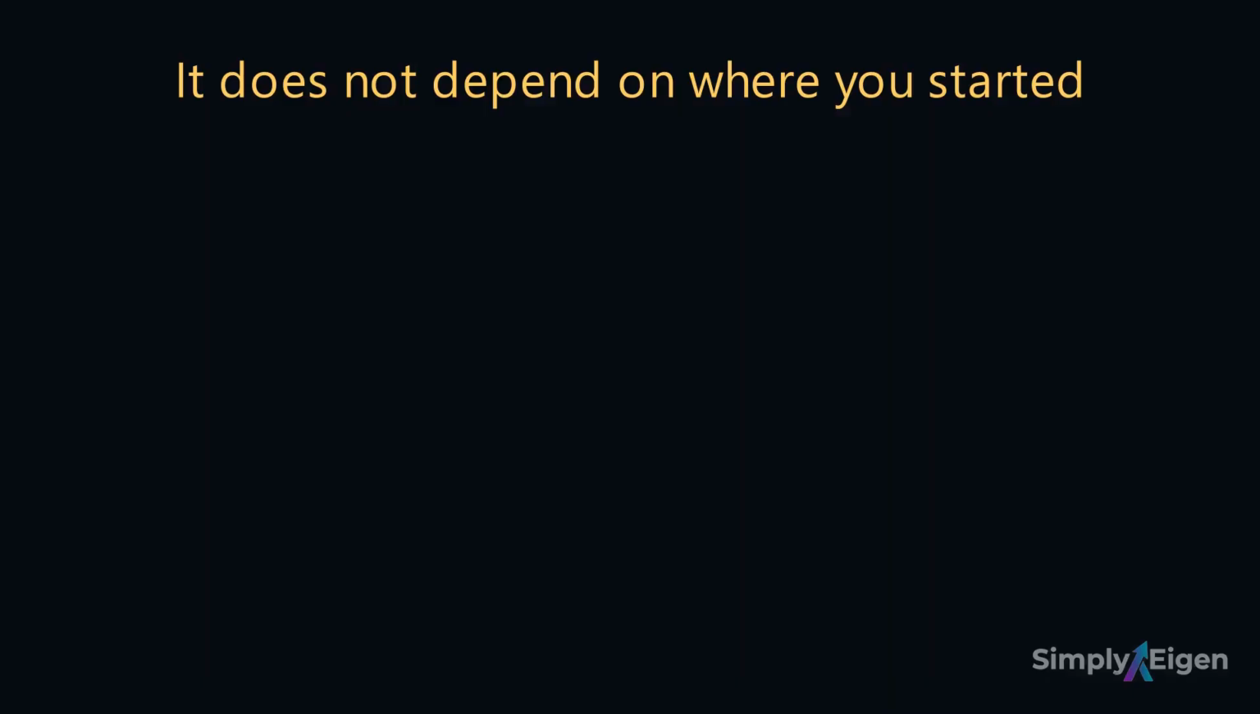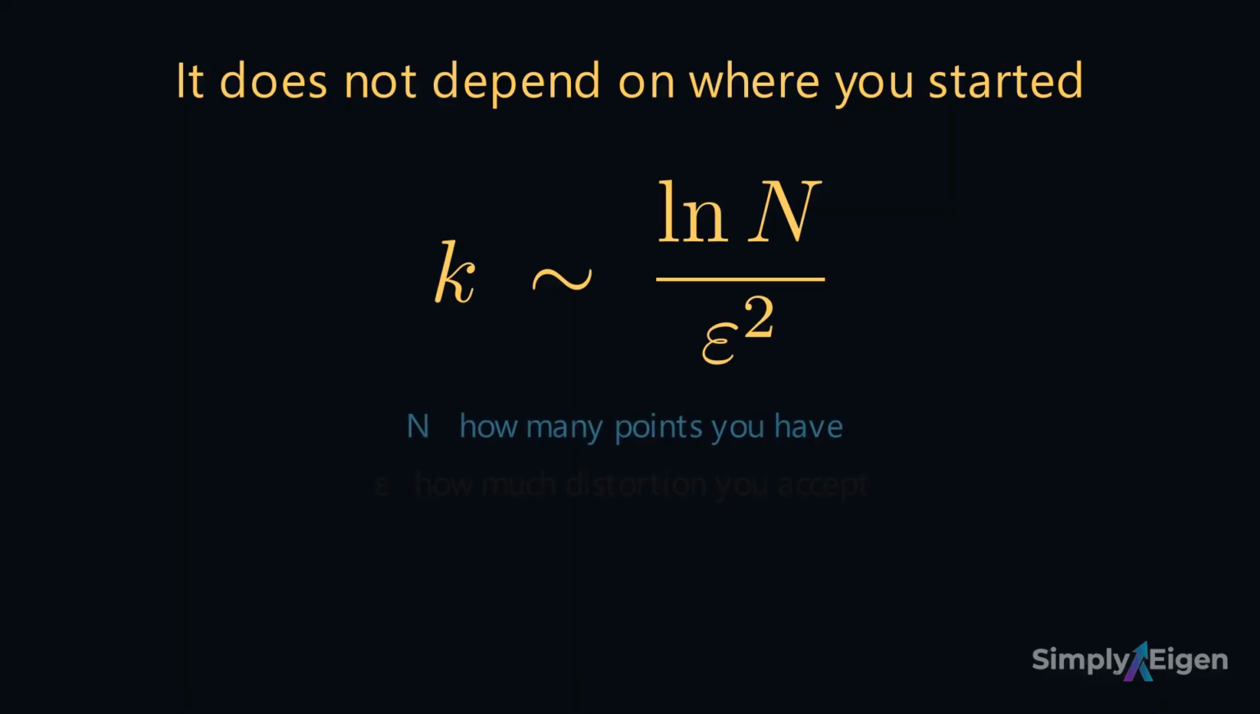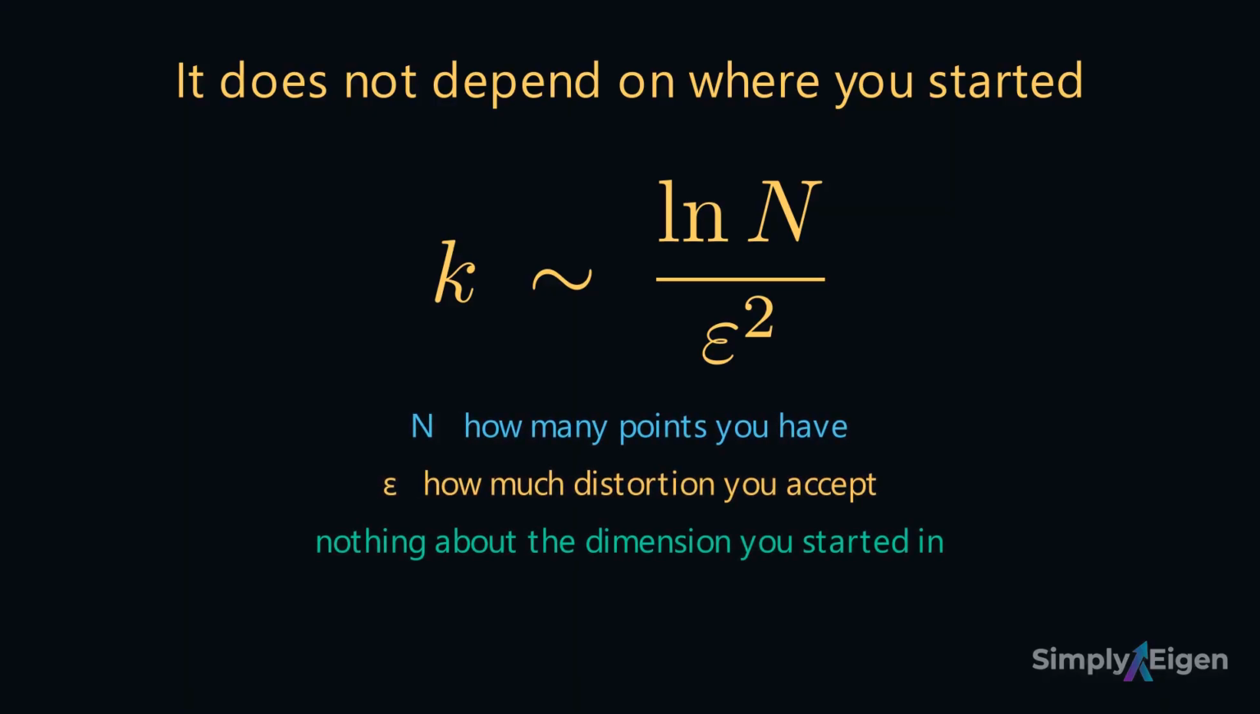And here is the part that should stop you. How far down you can squash does not depend on how many dimensions you started with. Not at all. It depends only on how many points you have, and how much distortion you are willing to accept. 1,000,000 points behave the same way whether they started in 10,000 dimensions or 10,000,000.